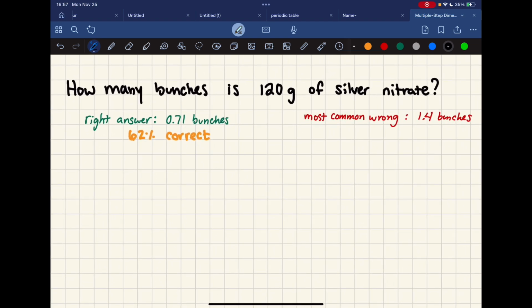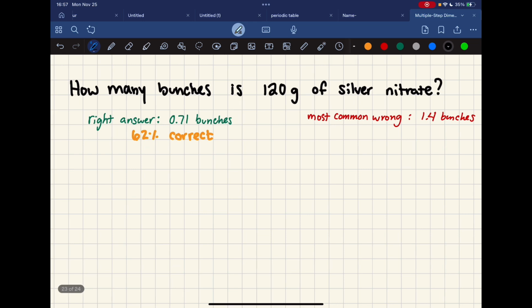Let's get into the first question here. The first question was, how many bunches is 120 grams of silver nitrate? The right answer was 0.71 bunches, and 62% of us got that correct. The most common wrong answer was 1.4 bunches. I'm going to show you first how I'm guessing you guys got the 1.4, those of you who got 1.4.